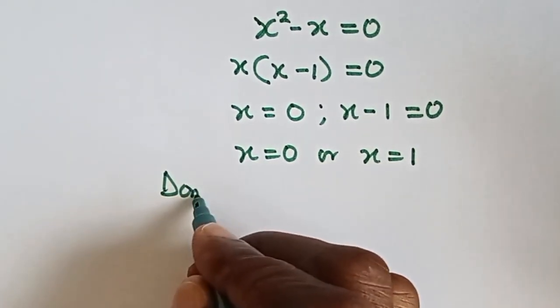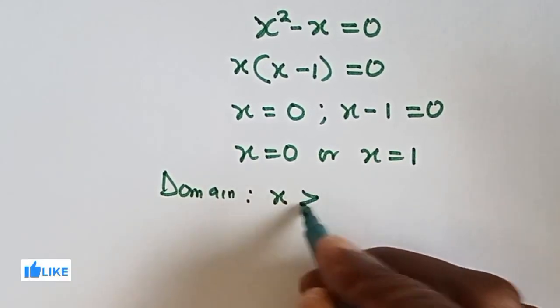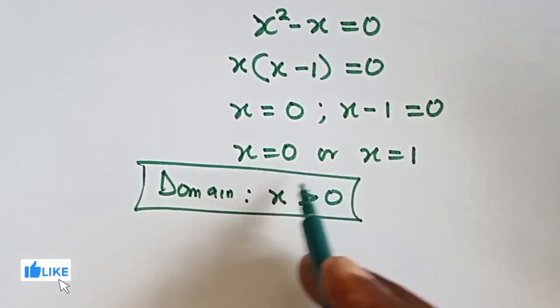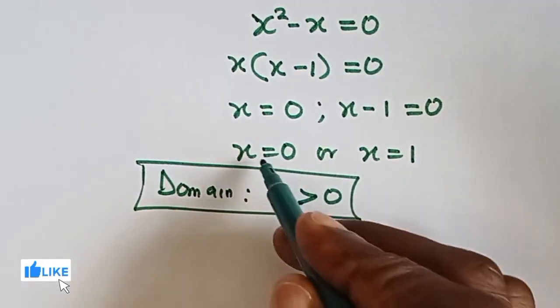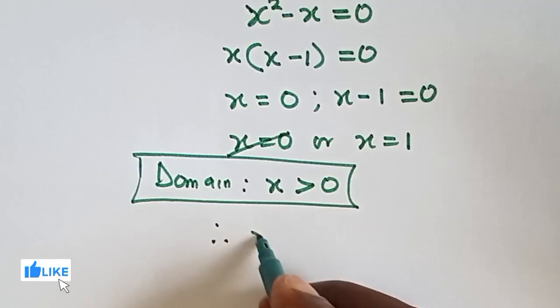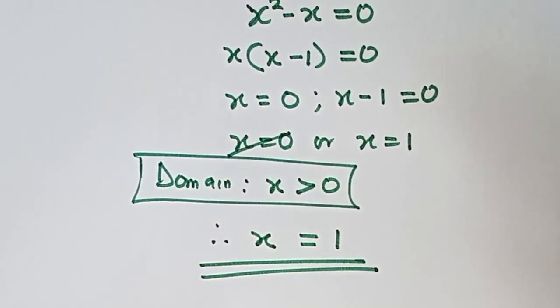Now remember, our domain x cannot be equal to 0 because x must be greater than 0, right? So our x must be greater than 0, and then we have x equals 0 and x equals 1, so it means this is not valid. So the only valid answer we have is x equals 1. This is our final answer.